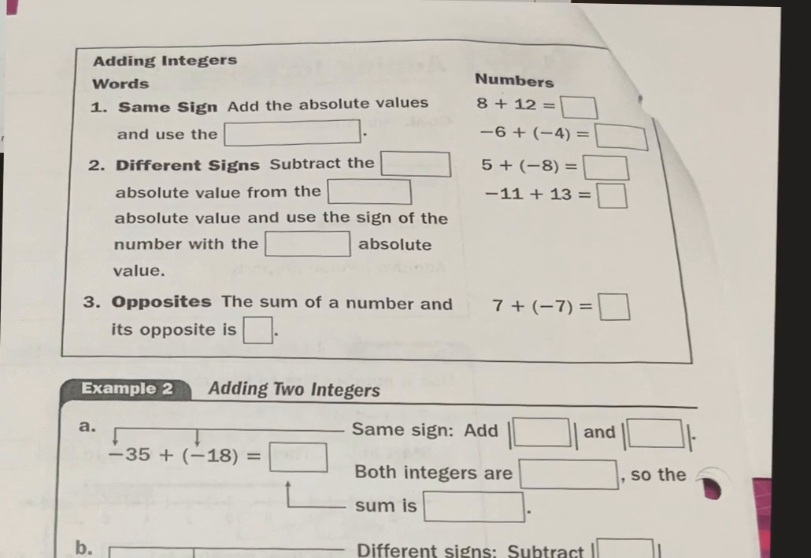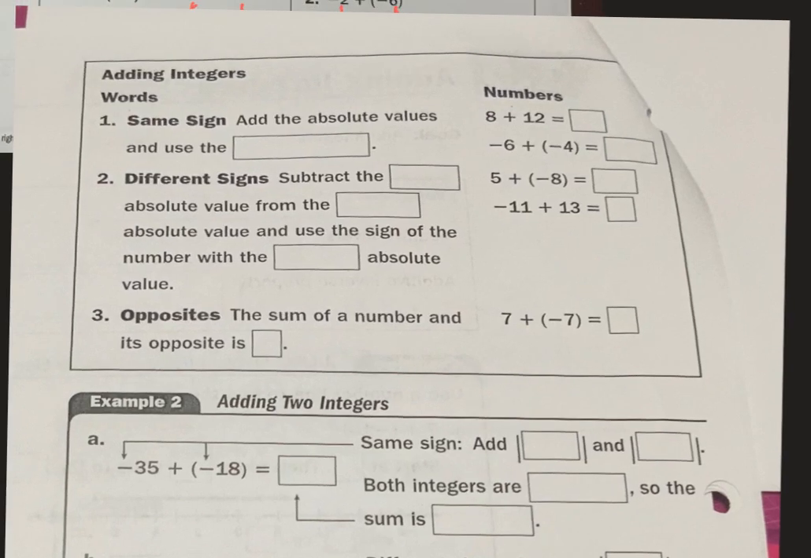So we're going to use adding integers, the words. Same signs. These are our rules. You're going to add the absolute value, and you're going to use the common sign. You don't change the sign. It stays the same. We always keep signs when we're adding integers. So, for example, 8 plus 12 equals 20, right? -6 plus -4 is -10. So we kept our signs.